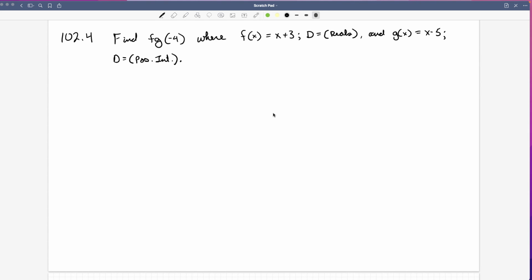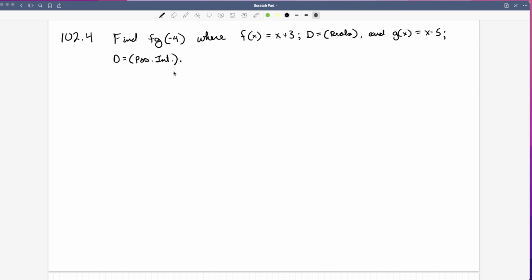All right, so this says to find f of g of negative 4, where f of x is equal to x plus 3 in the domain of reals, and g of x is equal to x minus 6 in the domain of positive integers. But we have a negative integer. So therefore, we are not going to be able to solve this problem because we have a negative integer here. Now, it is entirely possible that we could potentially get a positive integer, but I don't think so.